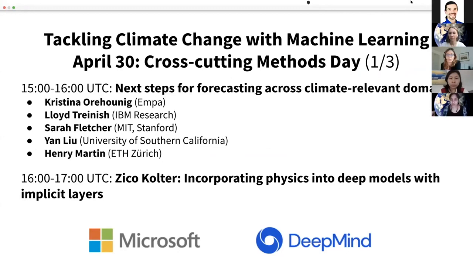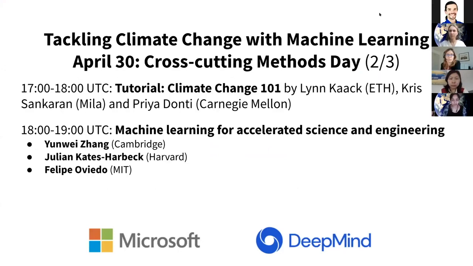So just to go through a brief overview of today's schedule. We'll be starting with a discussion of forecasting, which is a really relevant technique across areas, including transportation, buildings, water, climate science, and so on. So we'll hear from a variety of speakers who are working in these different areas. We'll then have a talk from Zico Kolter about hybrid physical modeling, specifically how we can incorporate physics and hard constraints into deep learning models. We'll then have a tutorial on climate change, specifically geared towards those working in machine learning, by Lynn Kaack, Chris Shankar, and myself.